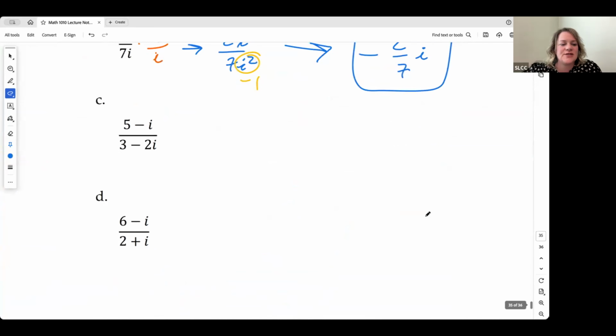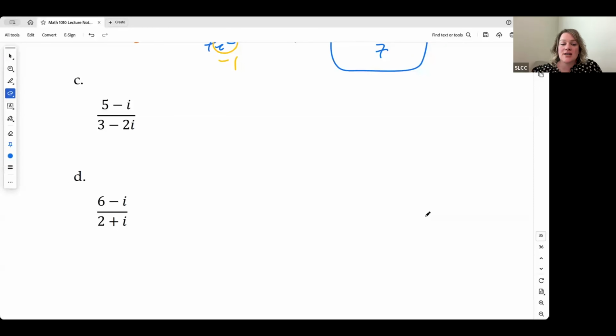Awesome. Let's do these two. Remember, the conjugate is for the denominator. I don't care about the numerator. What I care about is getting it cleaned up in the denominator. So you write exactly what you see, but you change the sign in the middle. So for C, we would have 3 plus 2i over 3 minus 2i.